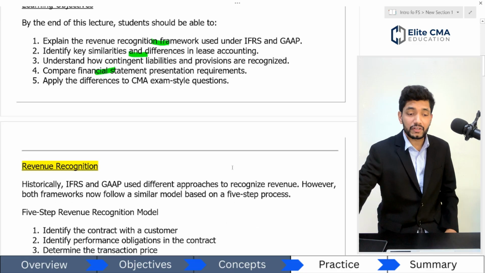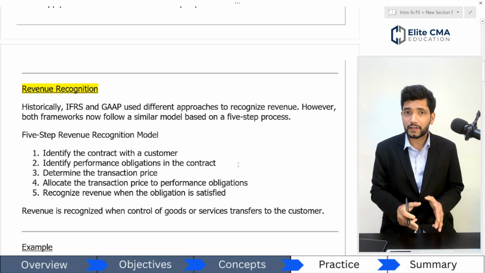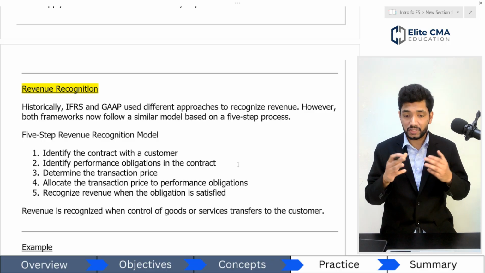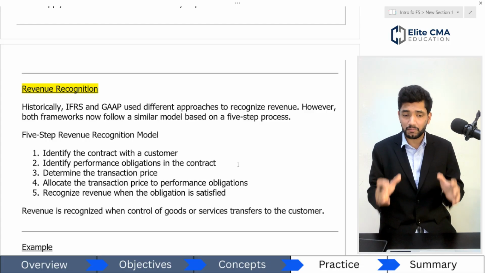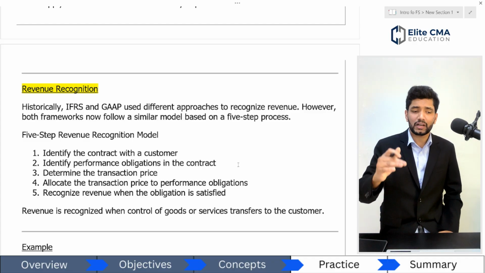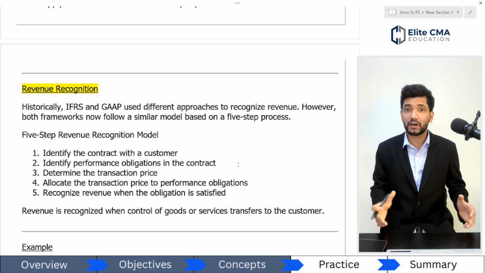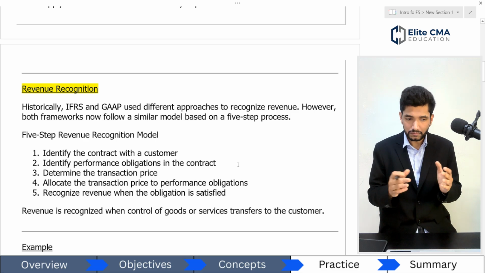The first thing is revenue recognition. Historically, IFRS and US GAAP had different approaches to revenue recognition. However, both frameworks now follow a similar model based on a 5-step process. So now for revenue recognition, both frameworks follow the same approach, that is the 5-step process.